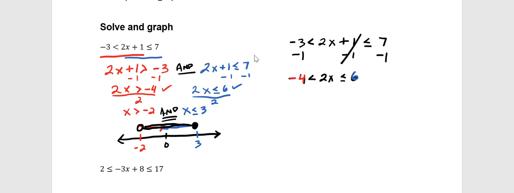When we're ready to finish solving for x, we're going to have to divide by 2. So we can divide by 2 to get down to x. We're going to do that in the middle, we're going to do that to the left, and we're going to do that to the right.